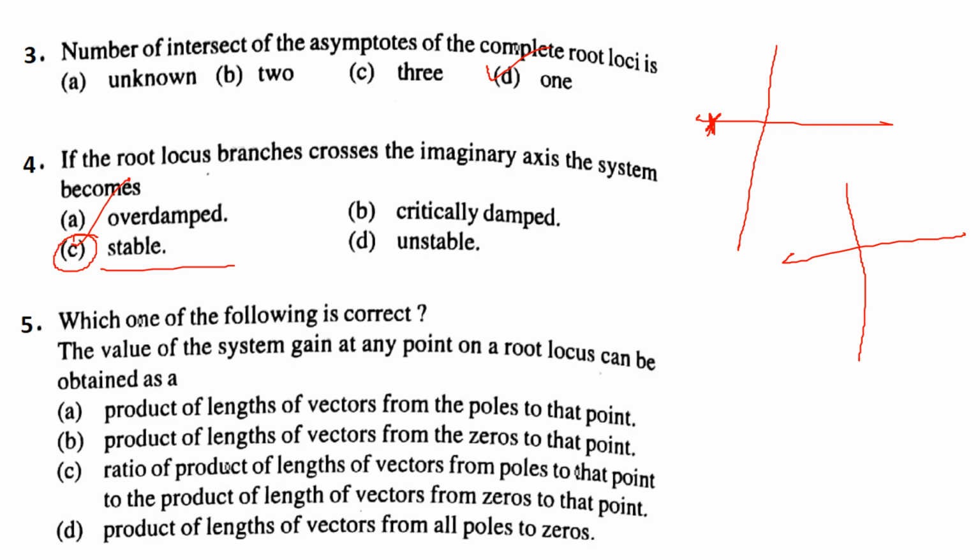Fifth one: which one of the following is correct? The value of the system gain at any point on a root locus can be obtained as: the first one, product of lengths of vectors from the poles to the point. That is wrong. Second one, product of lengths of vectors from the zeros to the point. That is also wrong. Third one, ratio of the product of lengths of vectors from the poles to that point to the product of lengths of vectors from the zeros to that point. That is correct. Fourth one, product of lengths of vectors from all poles to 0. That is also wrong.